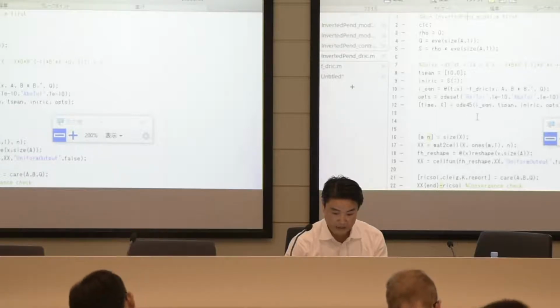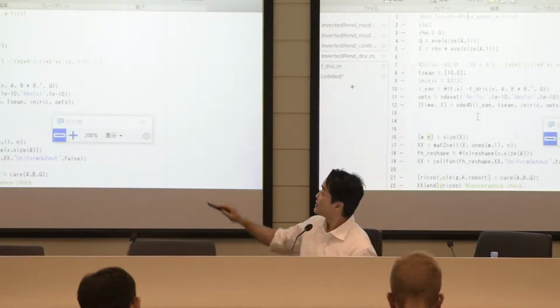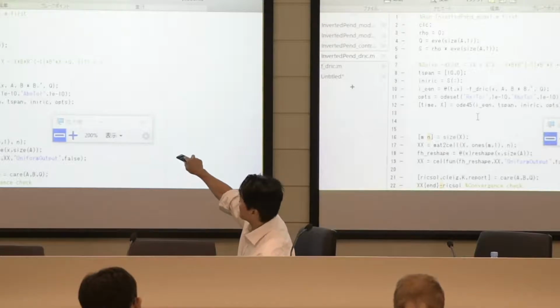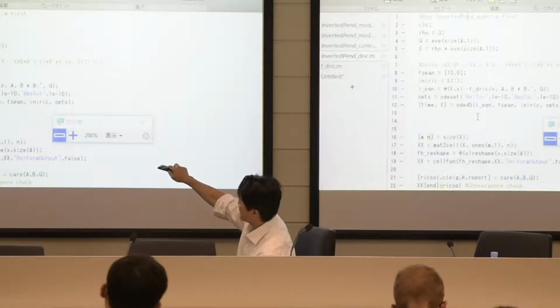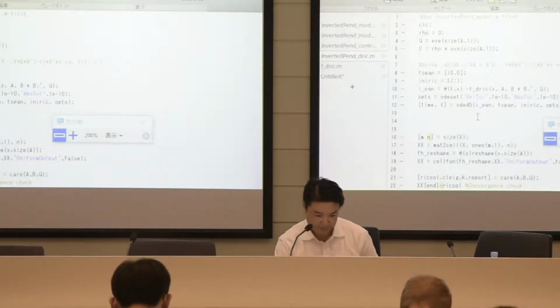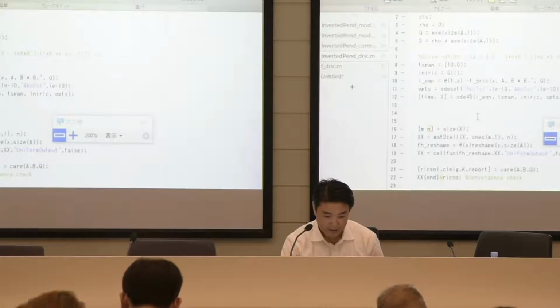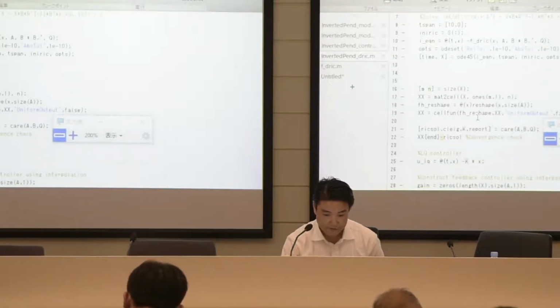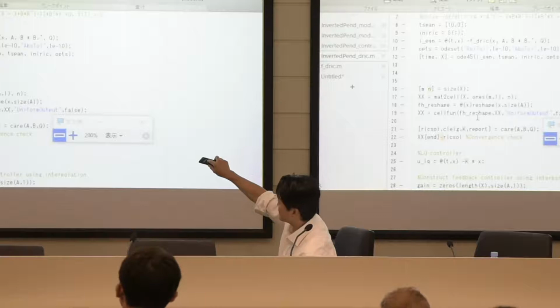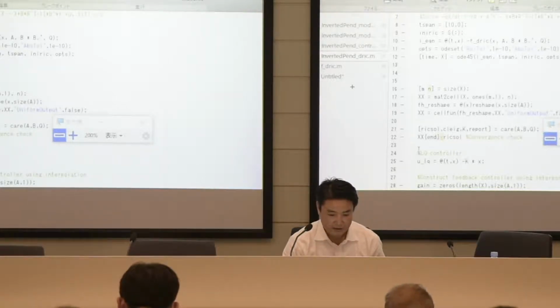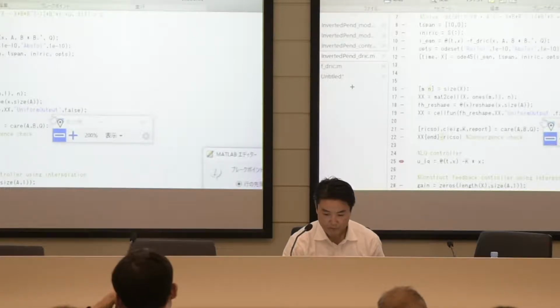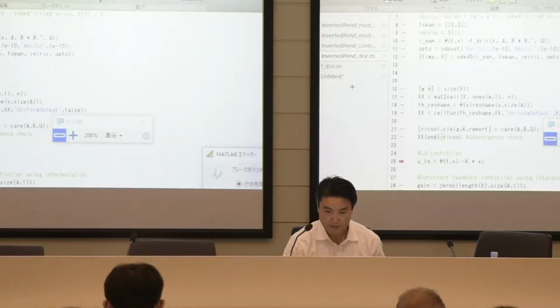Okay, so this part is solving the differential Riccati equation. This capital X is the solution. You have to use this kind of technique, reshape or vectorization. And let me show the results up to here.